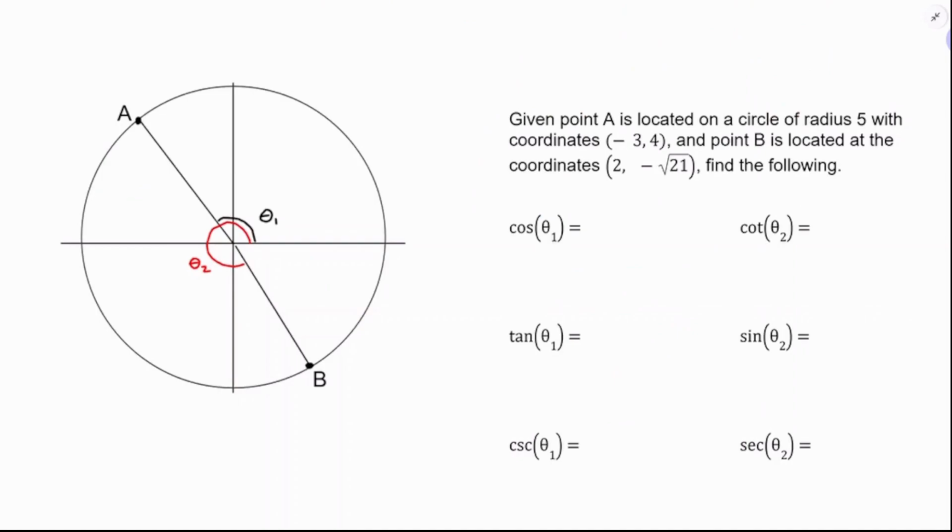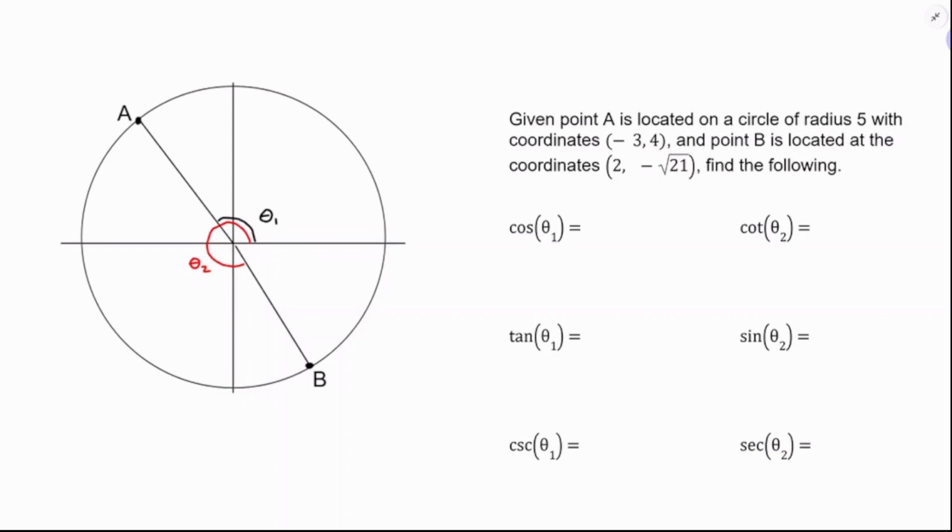All right, now here we are on the last page. Point A is located on a circle of radius 5 with coordinates negative 3 and 4. B is located at the coordinates 2 and negative square root of 21. They're not directly across the circle from each other, because that would be, I think, 4, negative 3, the exact opposite point on the circle. Or maybe 3, negative 4. No, it'd be 3, negative 4. And I don't know, one of those two. But that's not the same as 2 and negative root 21.